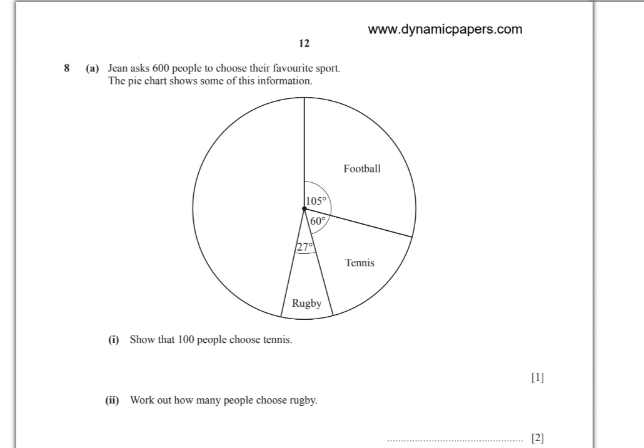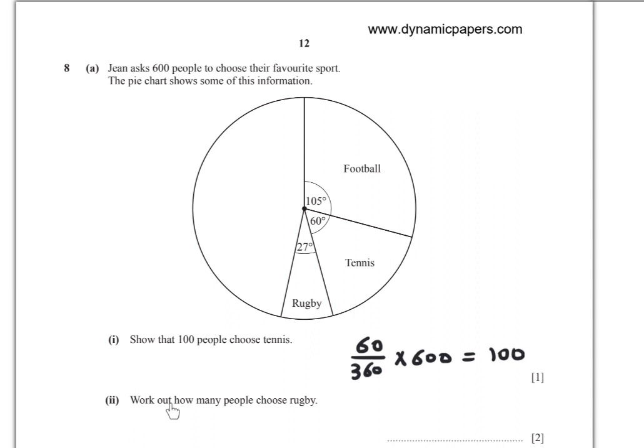8a. Jean asks 600 people to choose their favorite sport. The pie chart shows some of this information. (i) It shows that 100 people chose tennis. For tennis, the sector angle is 60. To find the number, divide 60 by 360, multiply by the total, which is 600, so it equals 100.